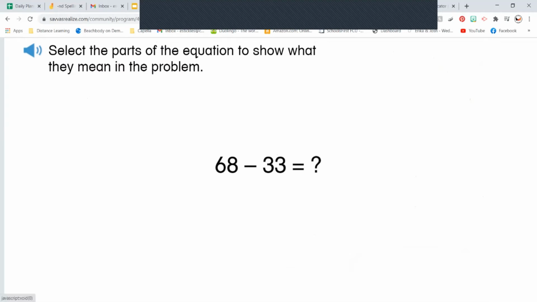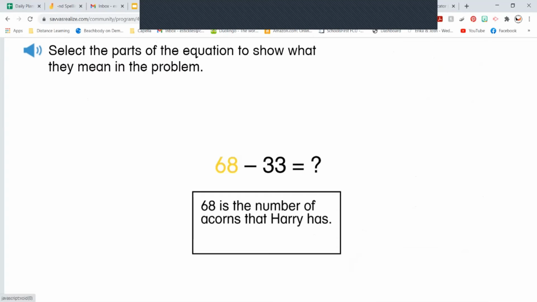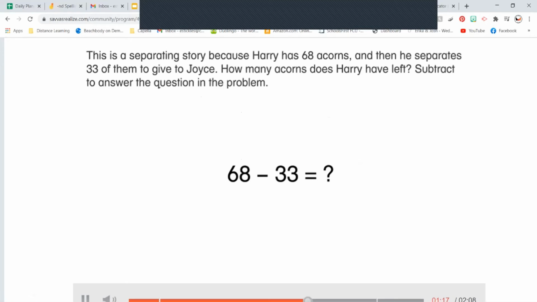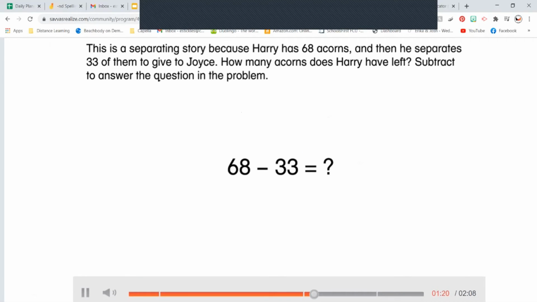Let's start with 68. 68 is the number of acorns that Harry has. Now let's look at the subtraction sign. The minus sign means you will subtract to find the answer. And what about 33? 33 is the number Harry separates for Joyce. The question mark stands for how many acorns Harry has left. This is a separating story because Harry has 68 acorns, and then he separates 33 of them to give to Joyce. How many acorns does Harry have left?